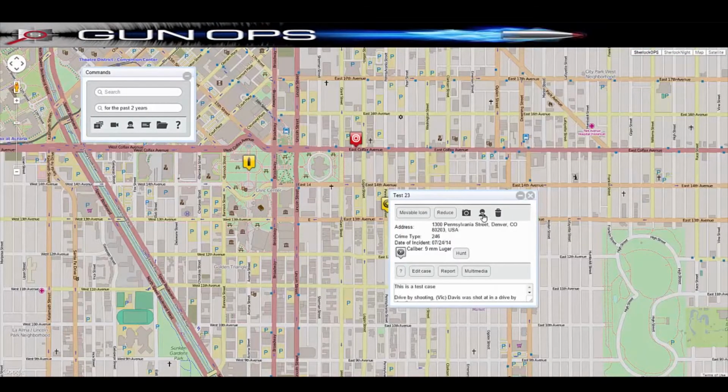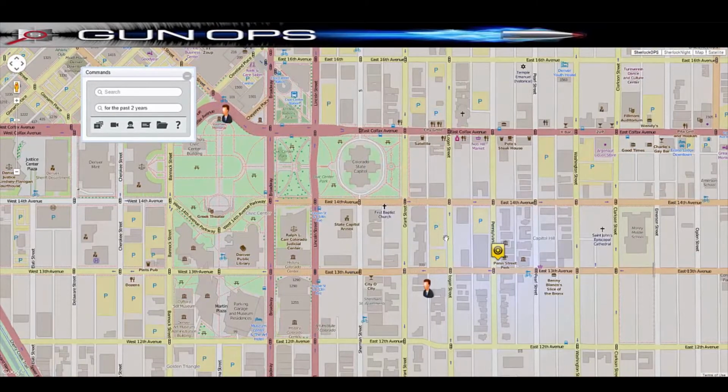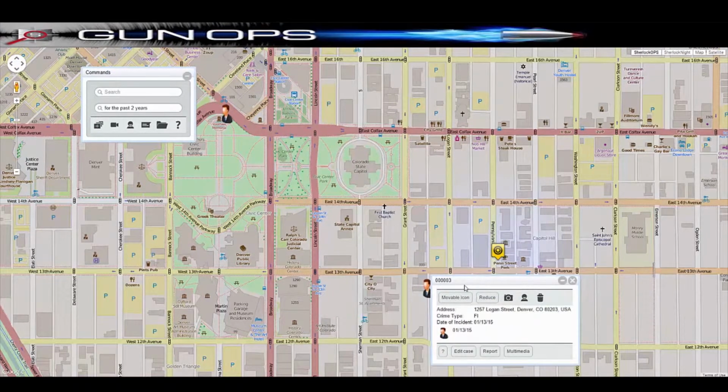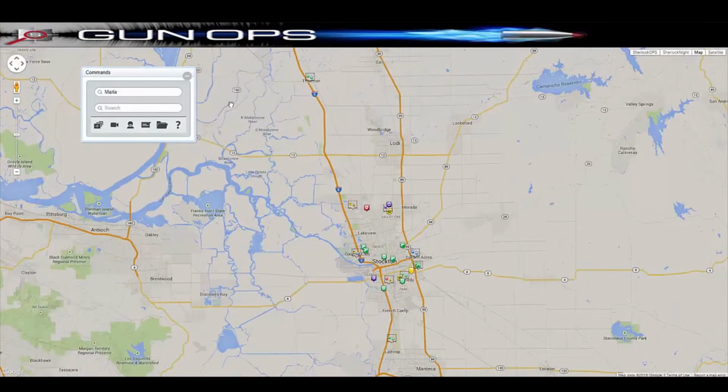GunOps also provides field interview information, which can be extremely useful for detectives. For example, when a shooting occurs, a detective can see where suspicious persons were interviewed in the area days before the shooting. They can also see when and where the same people are field interviewed over time.